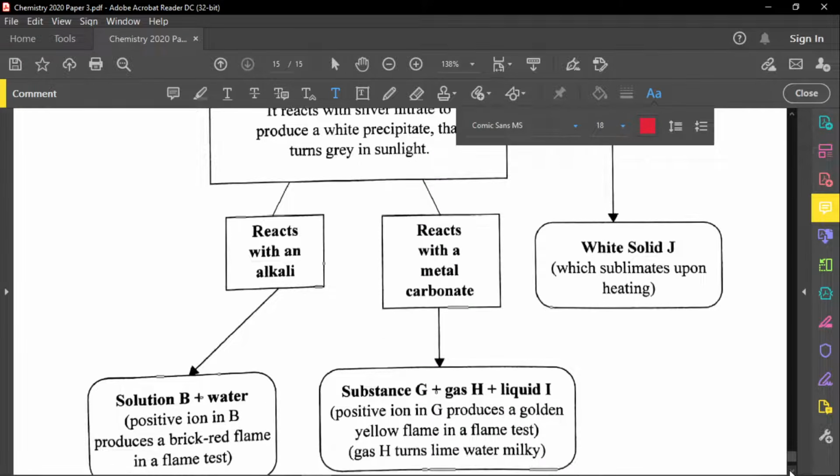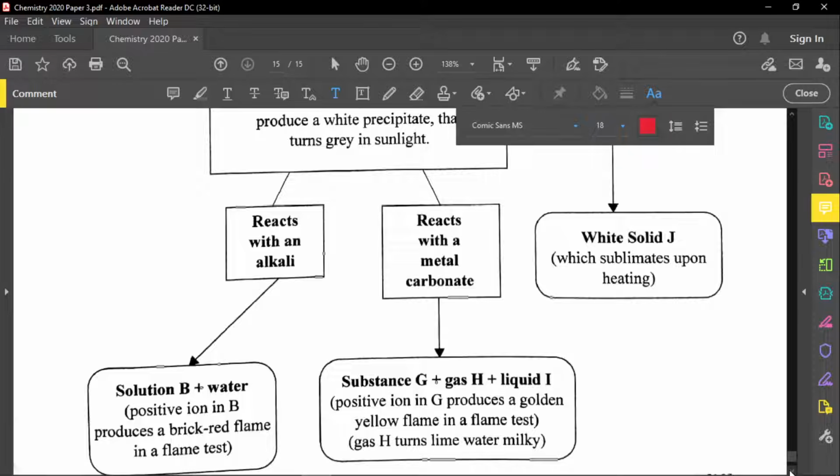Let's see what we can pick up from here. Let's go to B. It's a solution B. Now, if hydrochloric acid reacts with an alkali, it produces salt and water. But now the salt itself, we know that there's a chloride in that salt. But we don't know what alkali this is, so we need to figure out what it is. But the positive ion in B produces a brick red flame in the flame test. And calcium is what produces that brick red flame in the flame test.